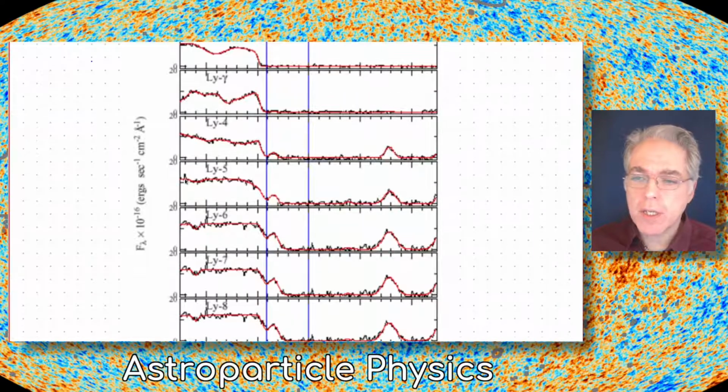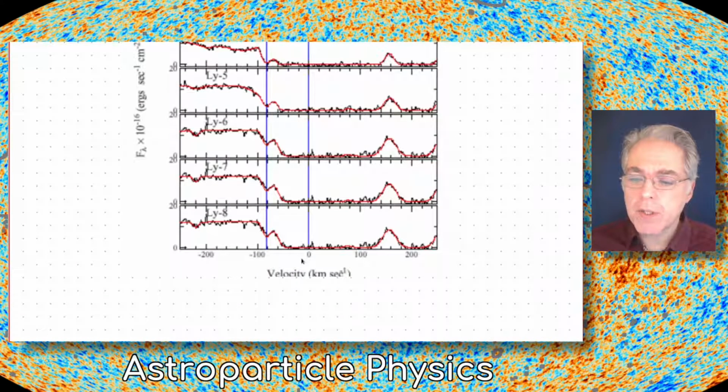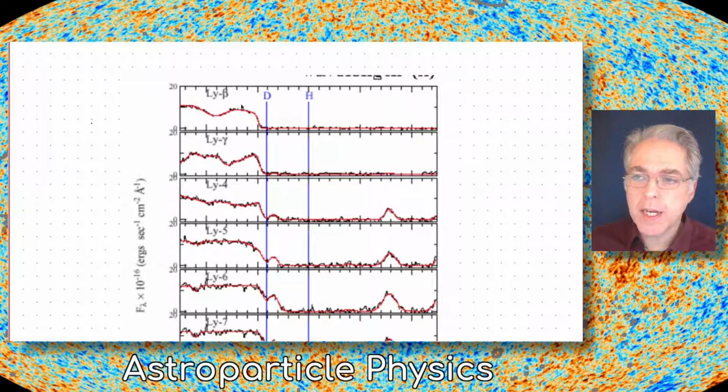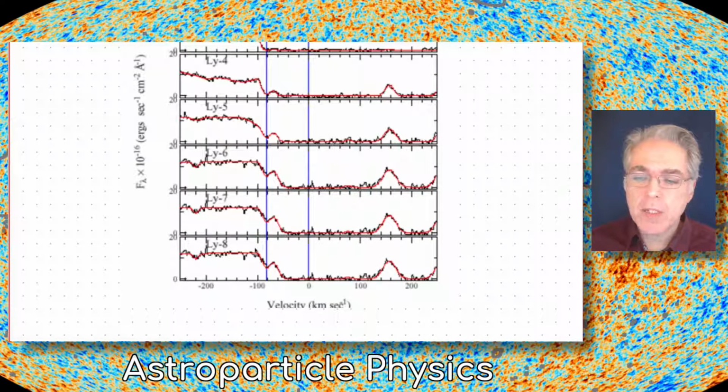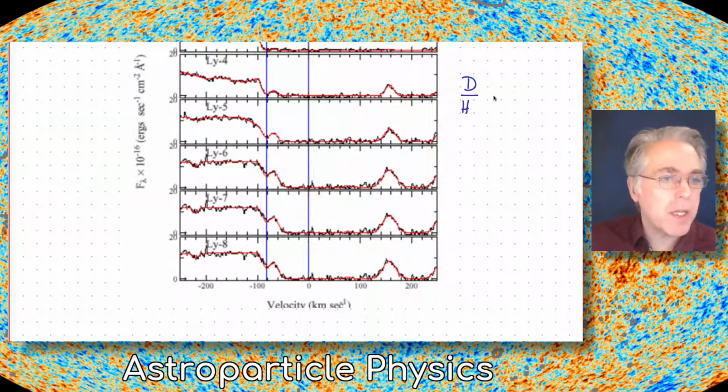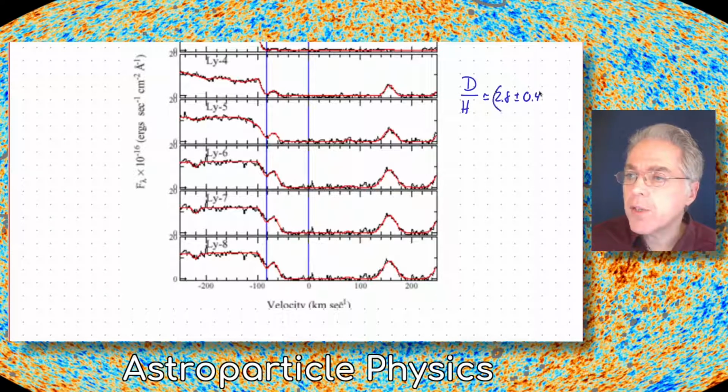And here's just such a cloud system along a line of sight. So you see everything is shifted to the same velocity. That is the velocity of the clouds with respect to us. And you see various so-called Lyman absorption features. And in this case, you can identify that there are deuterium absorption features which you can pick out in the system. And the strength of this absorption feature can be used to infer, for example, the deuterium to hydrogen ratio. And so here it turns out to be of the order of 2.8 times 10 to the minus 5, 2.8 plus minus 0.4 times 10 to the minus 5.